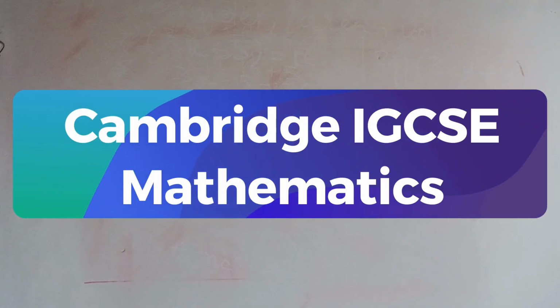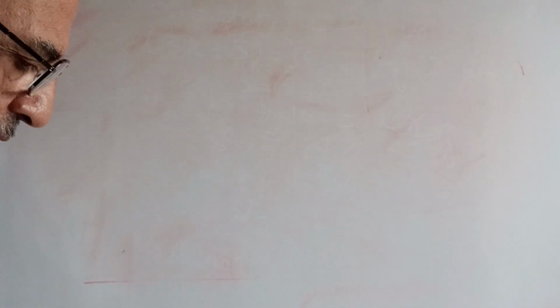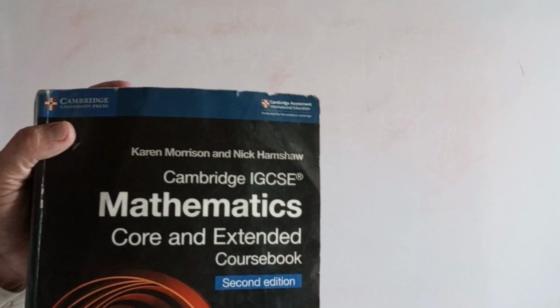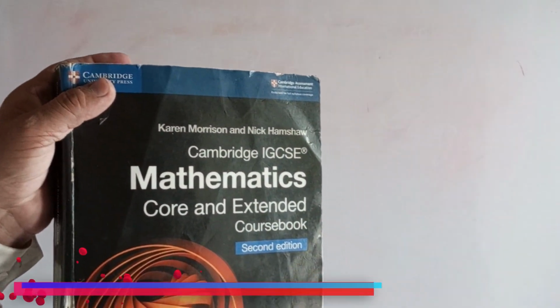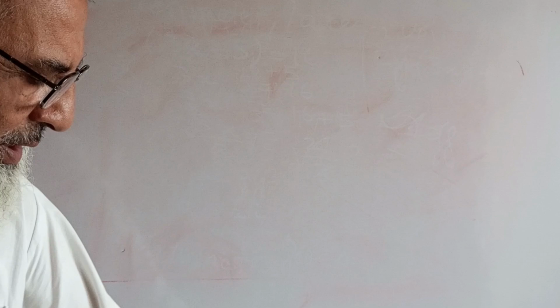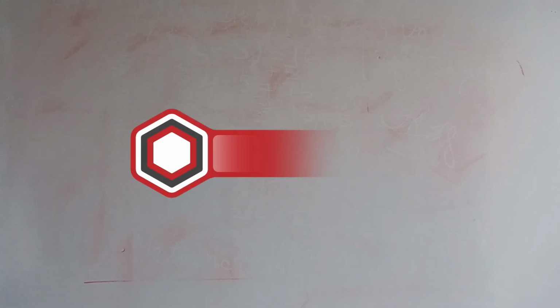So, as you all know, we are doing this book, and we have already completed six chapters out of it. Today, inshallah, we will be studying the seventh chapter. Now, what is the seventh chapter about? It is all about perimeter, area, and volume. We'll be discussing each of the following topics one by one.